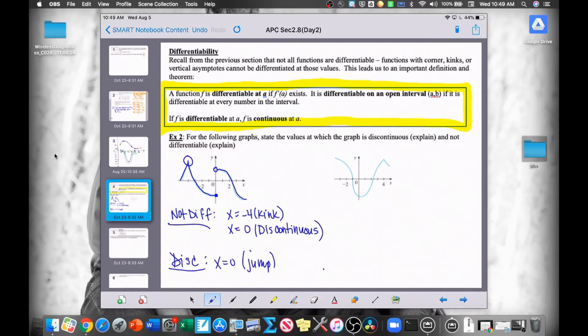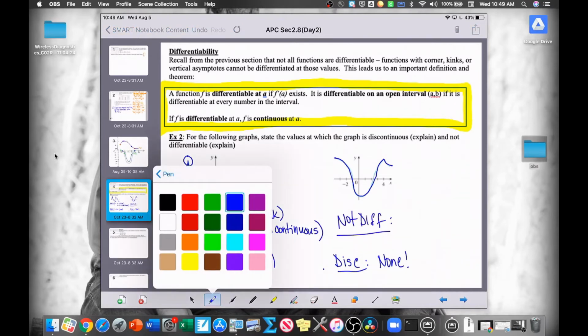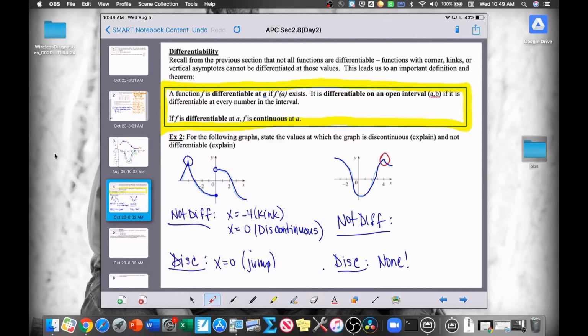When we look at the second example, let's do our lift the pencil test. And you can see that this graph is continuous everywhere. I never had to lift my pencil to trace that graph. So as far as where this graph is discontinuous, there are no locations where that happens. This graph is continuous everywhere. However, not differentiable, well, that's another story. There are actually 2 locations on this curve where this graph is not differentiable. One of them is right here at x equals 4 because we have a kink again.